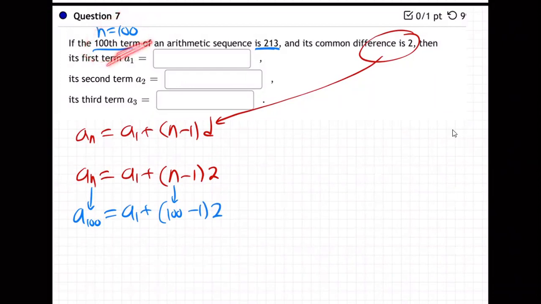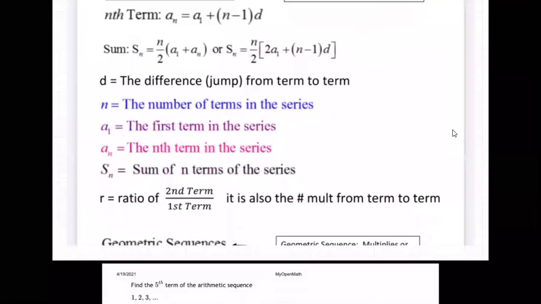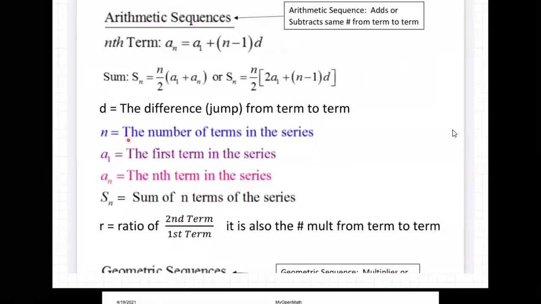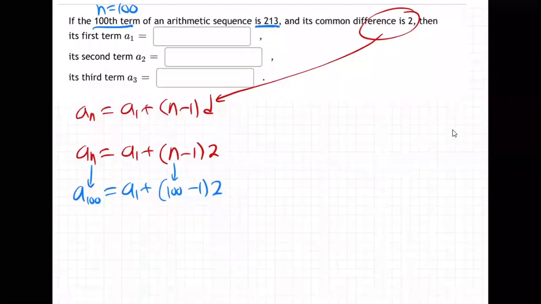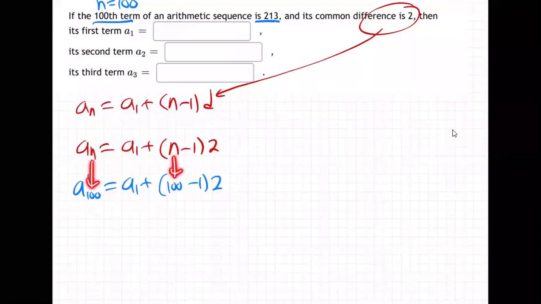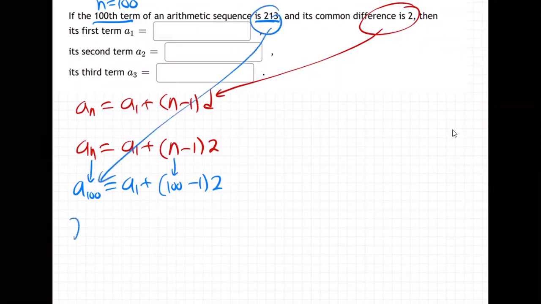And they said 100th term. N is always the term number. If you look at the notes, n is the number of terms. So they're saying the 100th term, so plug in the 100 for n. What do you get? Well, it says the 100th term is 213. So a sub 100 is 213. This is what? 99 times 2.